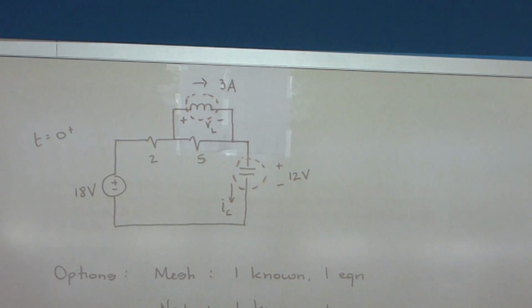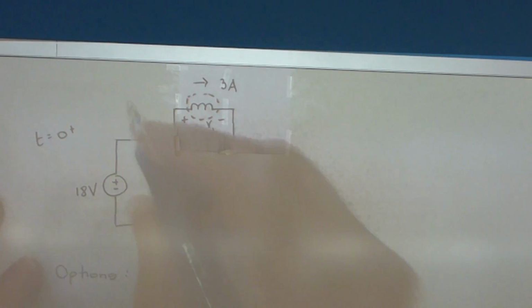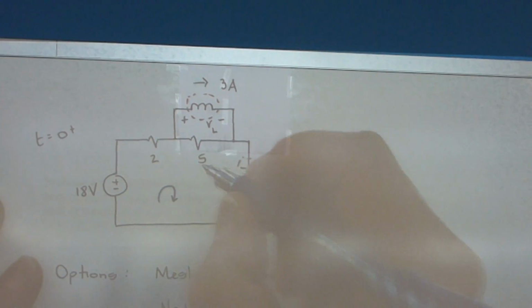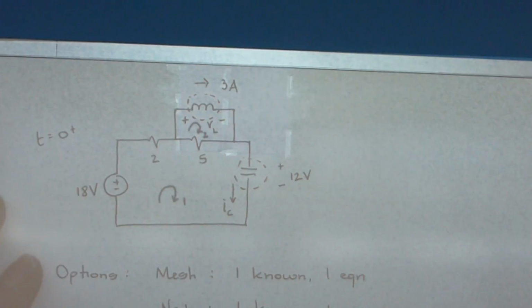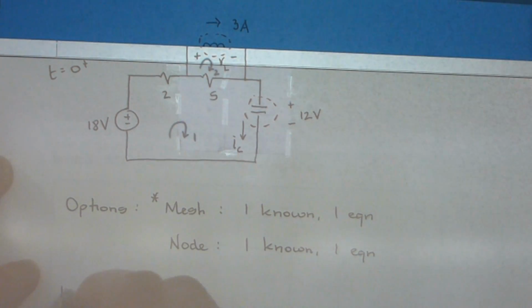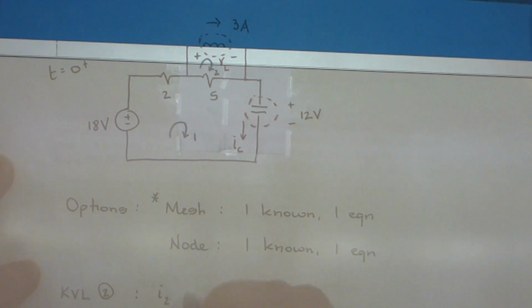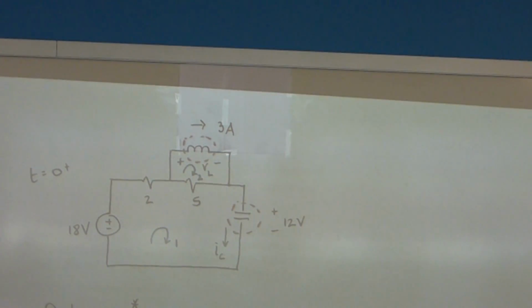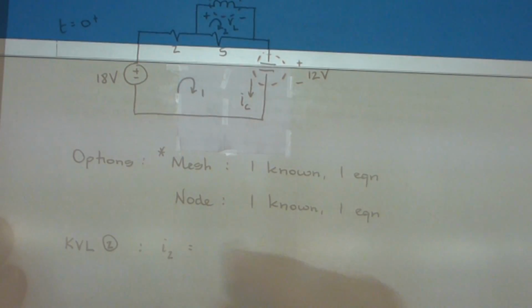I'm going to call this mesh 1, and this one up here is mesh 2. KVL for 2 first: I know that I2 is equal to what? It's actually equal to 3, right? It's going in the same direction. So I2 is equal to 3.